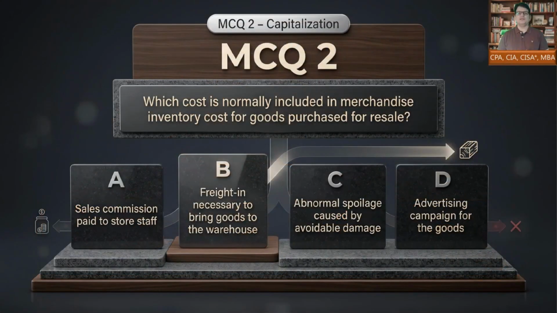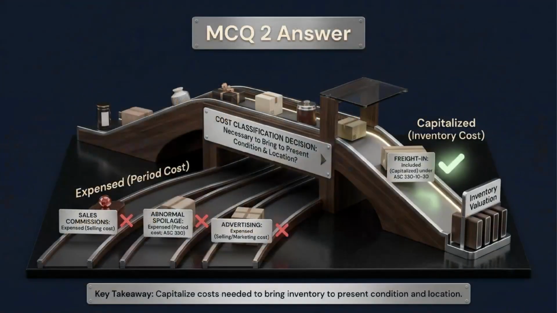Now, MCQ 2 tests capitalization. Which cost is normally included in merchandise inventory cost for goods purchased for resale? A. Sales commission paid to store staff. B. Freight in necessary to bring goods to the warehouse. C. Abnormal spoilage caused by avoidable damage. D. Advertising campaign for the goods. Do not think about whether the cost is related to the product generally. Think about whether the cost is necessary to bring the goods to their present condition and location. Choose your answer now. The correct answer is B.